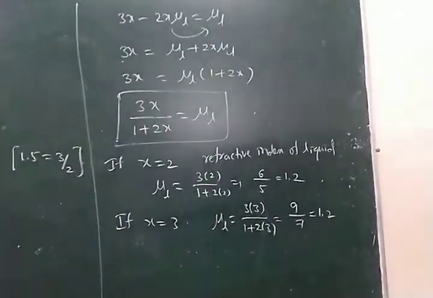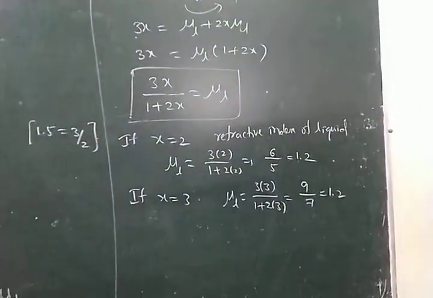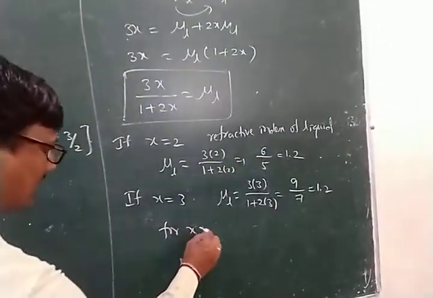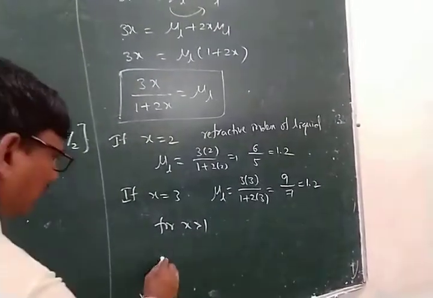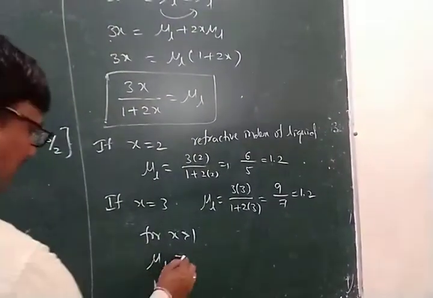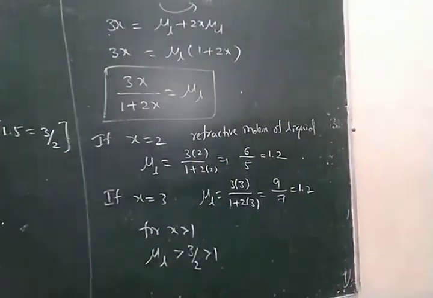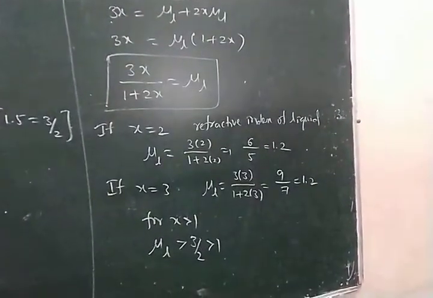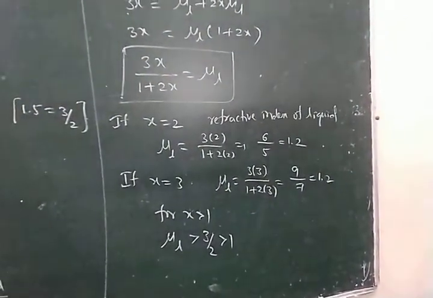That means for x greater than 1, nu L is greater than 1 and less than 3 by 2. So this is the answer for the refractive index of liquid.